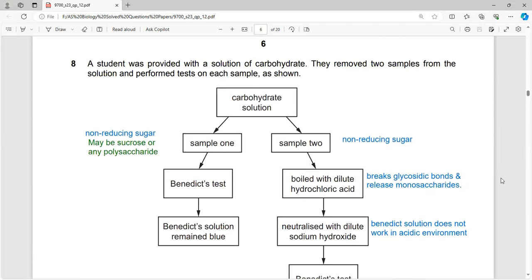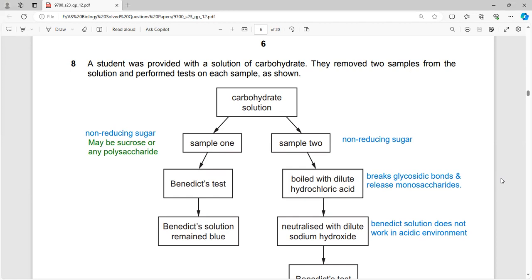A student was provided with a solution of carbohydrate. They remove 2 samples from the solution and perform a test on each sample. You can see we have a carbohydrate solution, and we got sample 1. In this sample 1, we did the Benedict's solution test, and the result came negative. So it means this is a non-reducing sugar. So one thing is confirmed: it is a carbohydrate, but this carbohydrate is a non-reducing sugar.